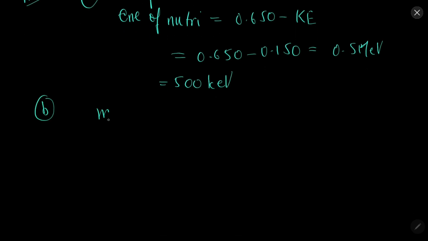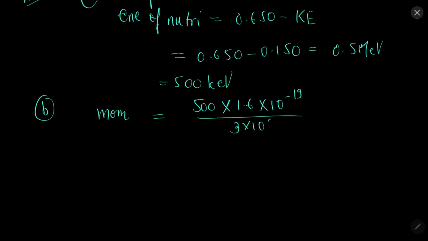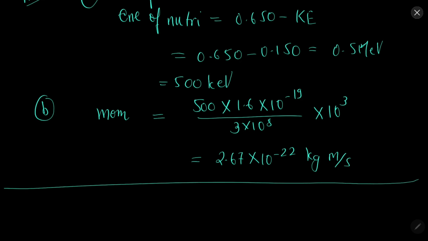B part, momentum of neutrino, energy by speed into 10 to the power 3. So this will be 2.67 into 10 to the power minus 22 kilogram meter per second.